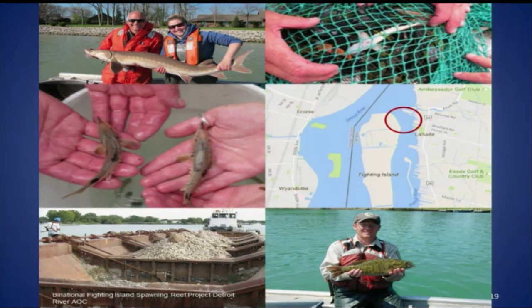The Fighting Island Sturgeon Spawning Reef in the Detroit River is one of our biggest habitat success stories. It received the Department of Interior's Partners in Conservation Award in 2013. This binational project was undertaken by Environment and Climate Change Canada, the U.S. Fish and Wildlife Service, the Ontario Ministry of Natural Resources and Forestry, DTE Energy, the U.S. Geological Survey, and the Essex Region Conservation Authority. The project was implemented in 2008 and was an immediate success, with lake sturgeon and other sport fish using it. In 2013-14, we went back with our partners and extended the reef further. The reef is making a significant contribution to the restoration of fish populations in the Detroit River.